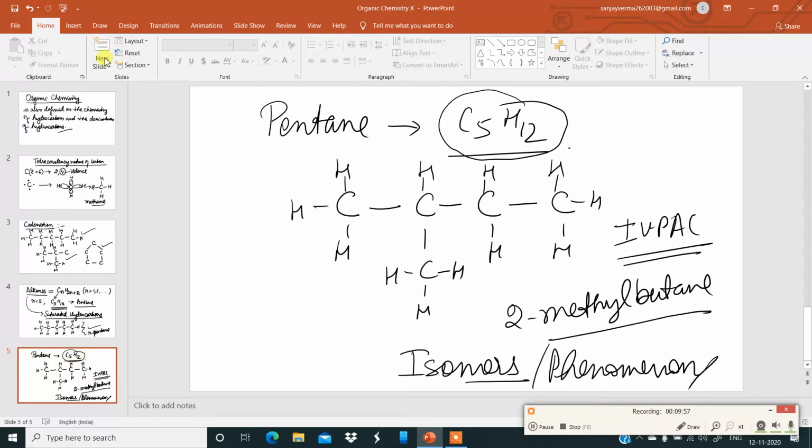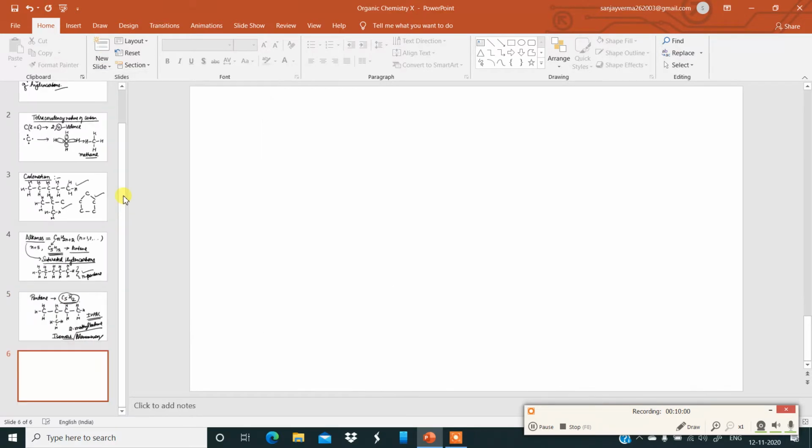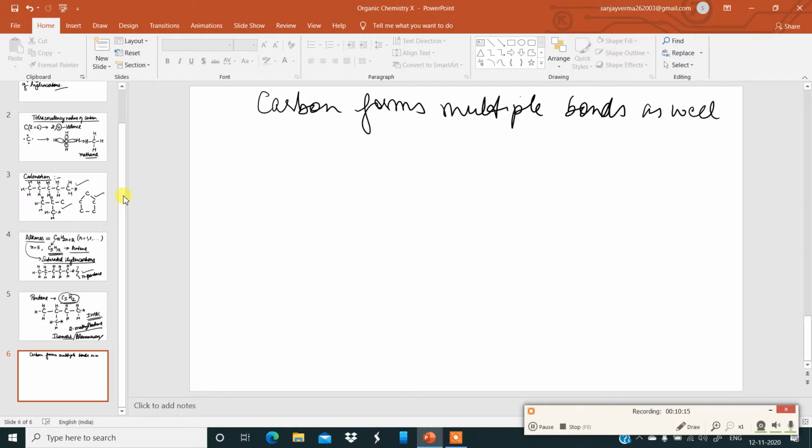Now the next thing I would like to explain to you is the formation of multiple bonds. Carbon forms multiple bonds as well. Let us see how. If I take one carbon, and if I take another carbon over here, it has 1, 2, 3, 4 electrons.